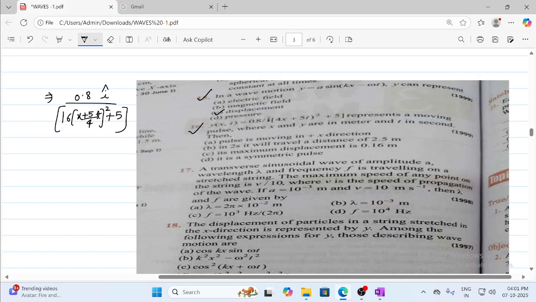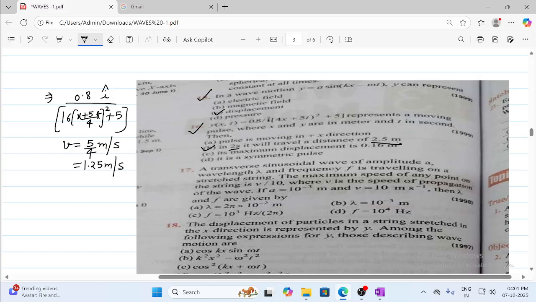Clear? Now this is what? Velocity, x plus vt. Got it? So velocity, how much are you getting? 5 by 4. So they are saying in 2 seconds how much distance will it travel? Correct? 1.25 in 1 second. This is meter per second, right? So in 2 seconds it will be 1.25 meter per second times 2, so it will travel 2.5 meter. Absolutely. So B is correct.